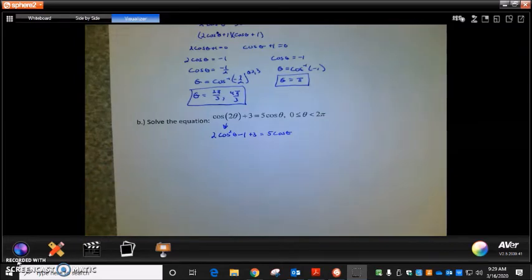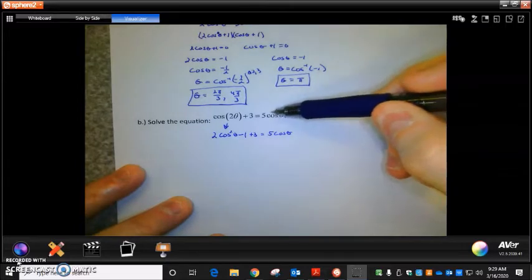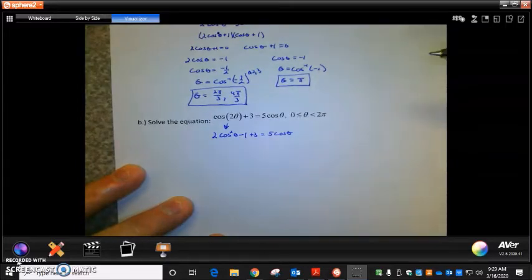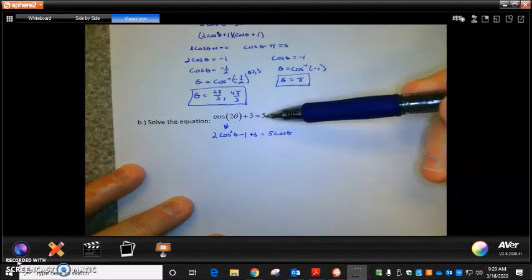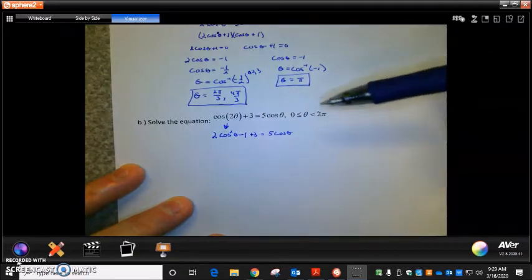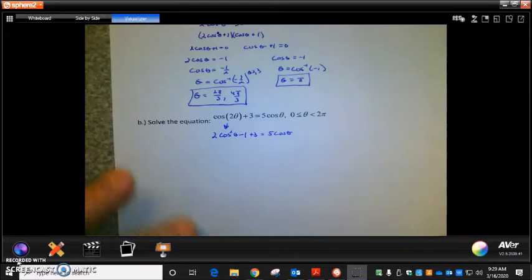Now, remember, there were 3 different formulas. There was another one that only involved sine. So, if this would have been a sine over here, we still would have been okay. We could have taken the double angle and used the sine formula, the 1 minus 2 sine squared, and then we would have got a formula that only involved sine, and would have been just fine.